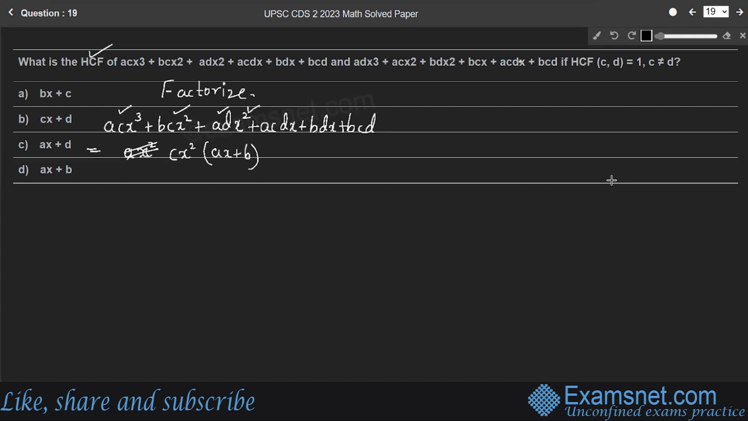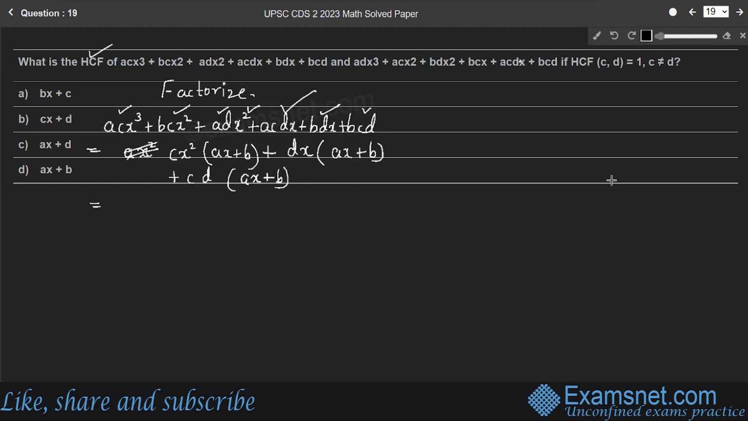And we'll consider the third and fifth term, right? So plus, in the third and fifth term, we have dx, which is common, and Ax plus B will be the remaining term. And the fourth and the last term, in which we have CD as common, plus CD into AX plus B.